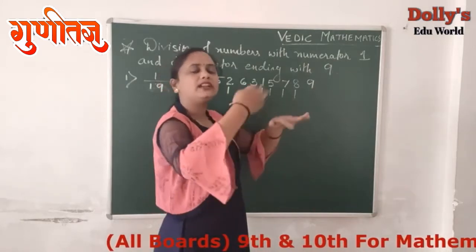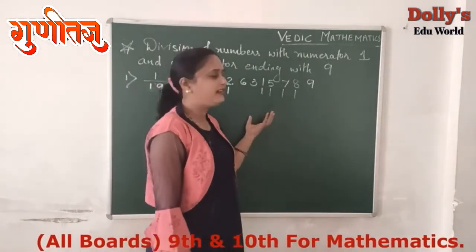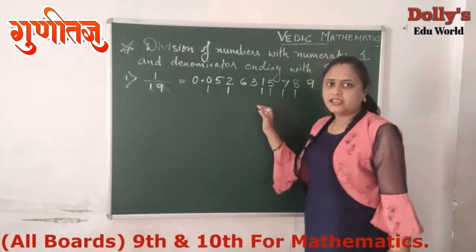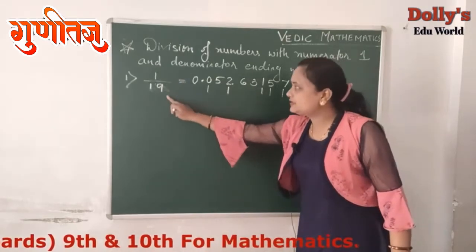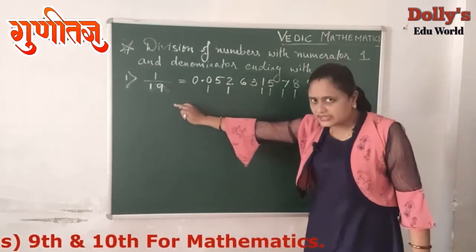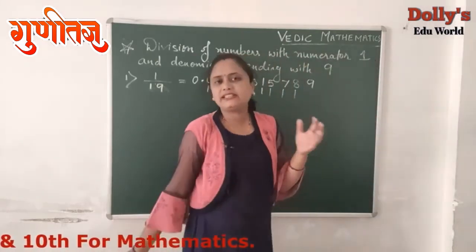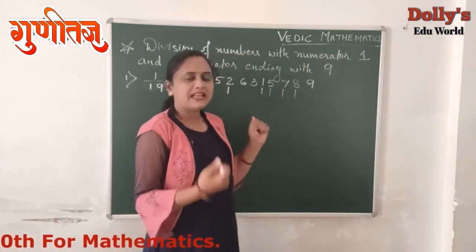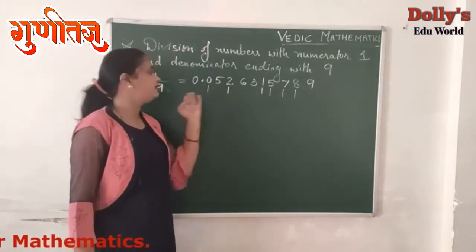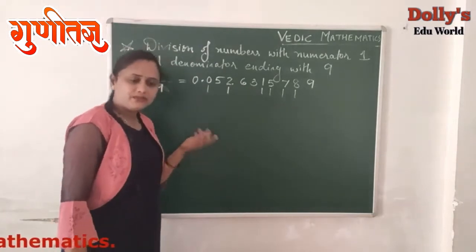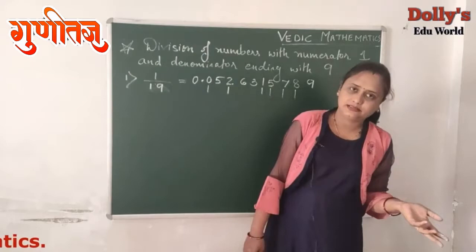So it will go on like this, and up to whichever decimal place you want, you can find it easily. So interesting: without long division you can find the division of 1 upon 19. Initially you will take time, but afterwards, when you are in the habit, within 1 or 2 seconds you will be able to find the division of 1 by 19, 1 by 29, 1 by 39, 1 by 49, even 1 by 89.